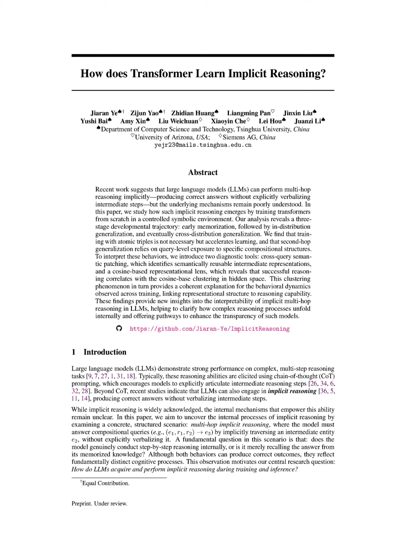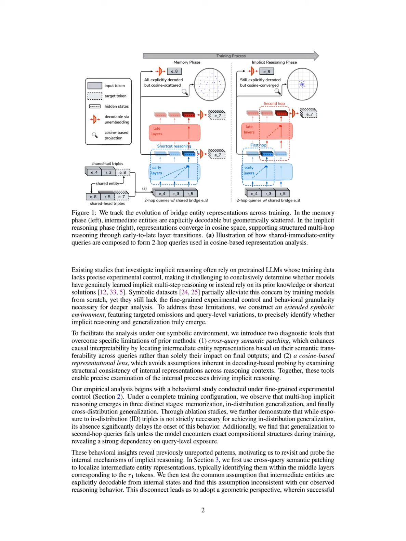Notably, we observe that multi-hop implicit reasoning emerges in three distinct stages: memorization, in-distribution generalization, and cross-distribution generalization, highlighting the structured developmental process of reasoning capabilities. Additionally, our findings reveal that while exposure to in-distribution, ID, triples is not strictly necessary for achieving in-distribution generalization, it significantly accelerates the onset of this behavior by constraining the representational space early in training. This structured approach, combined with diagnostic tools like cross-query semantic patching and cosine-based representational analysis, allows us to connect internal representational mechanisms to observable behavioral patterns, thereby enhancing model performance in multi-hop reasoning tasks.